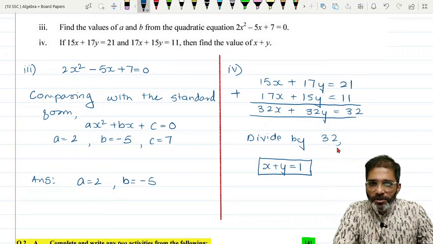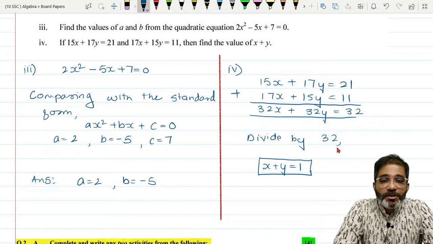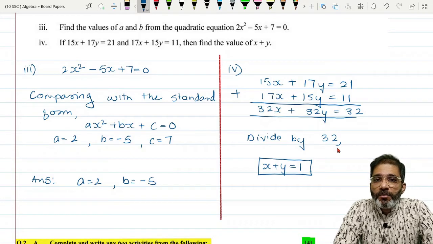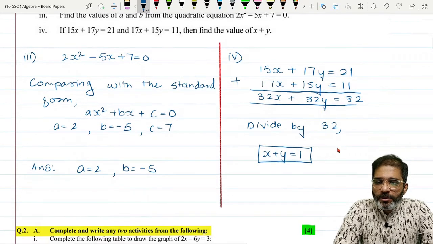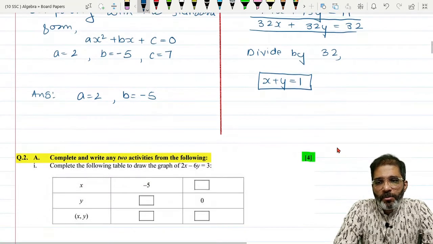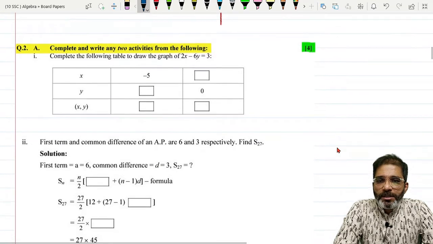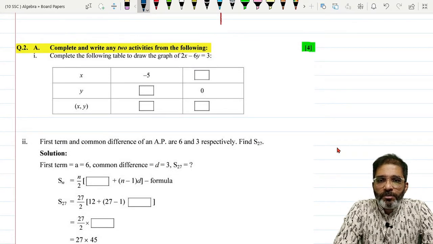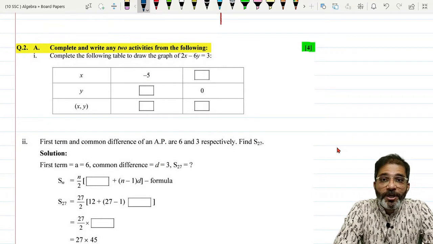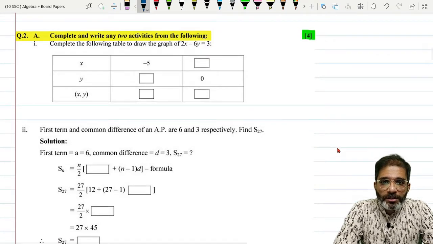And for the same question, if they say find the value of x minus y, instead of adding, we will subtract the two equations. So you will get the value of x and y. Okay. So with this, we finished with question number 1. Now let's see question number 2. These are 2 marks each. We have to solve any two, but here I'm going to solve the complete paper. So we'll be doing all the sums.